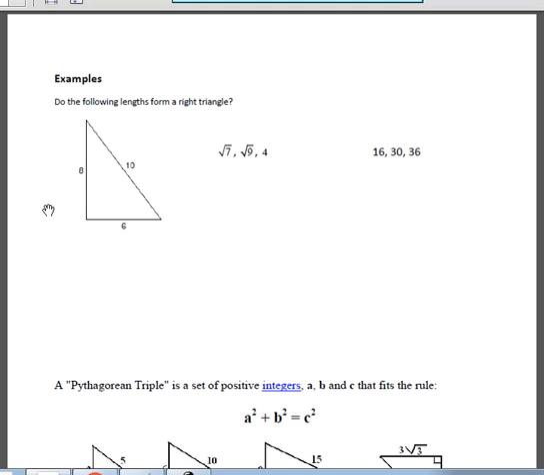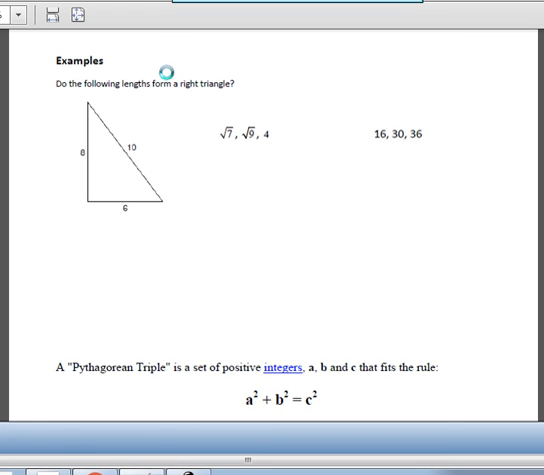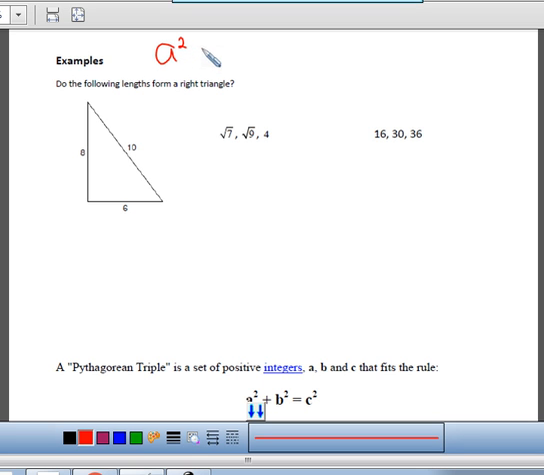So over on page 8, do the following lengths form right triangles? Basically, to answer that question, we're going to test them all in a squared plus b squared equals c squared. First, identify your a and b, and then c. Now, how did I know which sides to label a and b? Remember, those are interchangeable. You can switch those. C has to be this side.